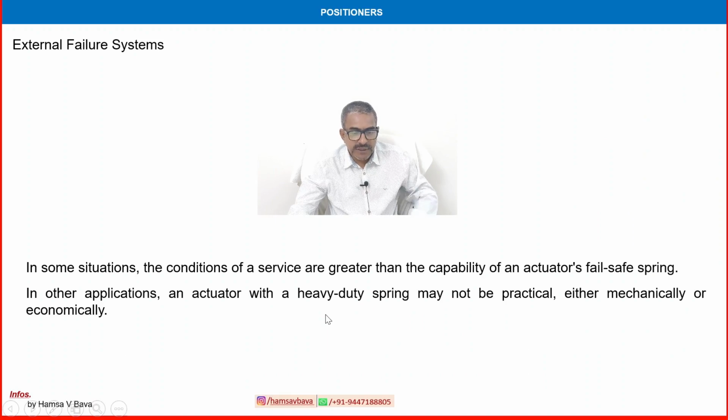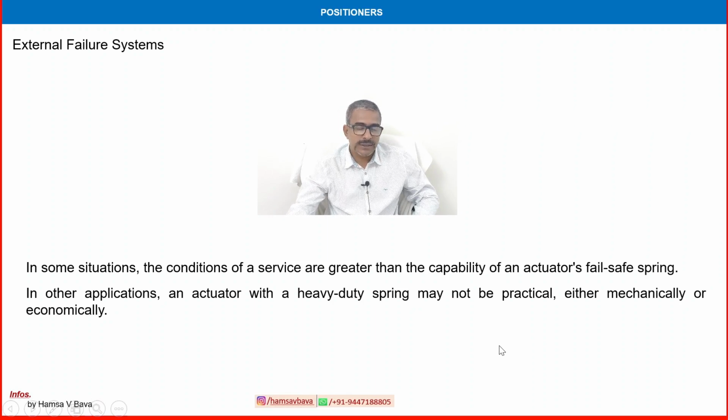External failure system, and some other information like fail-safe and fail-close facility. So how are these working in an actuation system? In some situations, the conditions of a service are greater than the capability of an actuator fail-safe spring. In case air fails, or power fails from the actuator or any ESD emergency shutdown system, air is purposefully failed to give information to the control valve or actuation system to go to fail-safe mode.